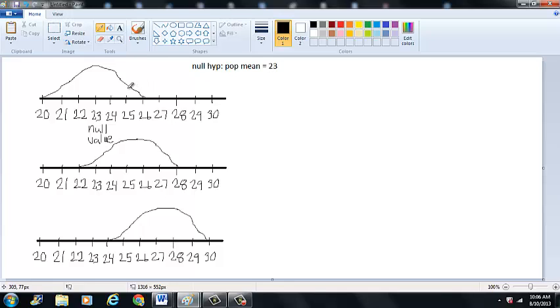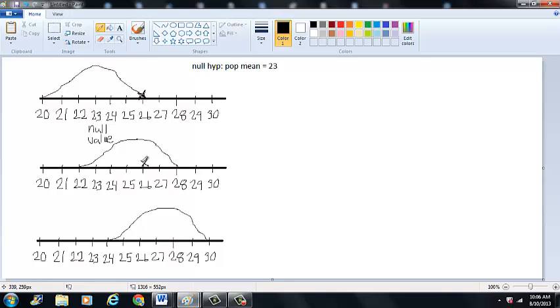Let's say we collect a sample and the mean of our sample ends up being 26. In the situation where the null hypothesis is true and our curve of possible samples is centered at 23, 26 looks like an extreme outcome. But if another situation is true, such as if the population mean really equals 25, now it looks like 26 isn't such an extreme outcome anymore.